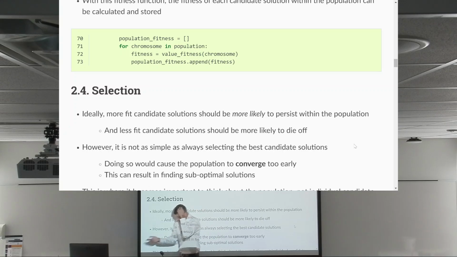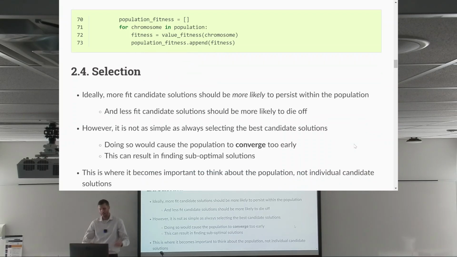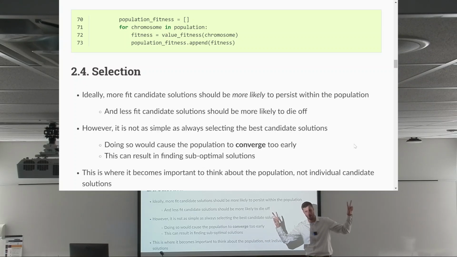And you might think, well, obviously you just pick the best ones, right? Turns out that's a terrible idea, and we're going to learn why in more detail later. Ideally, we want more fit solutions to be more likely to persist in the population. I'm using my words carefully here, because everything's going to be very probabilistic. We want less fit candidates to be more likely to die off. So we want more fit candidates to persist in the population more than less fit ones.